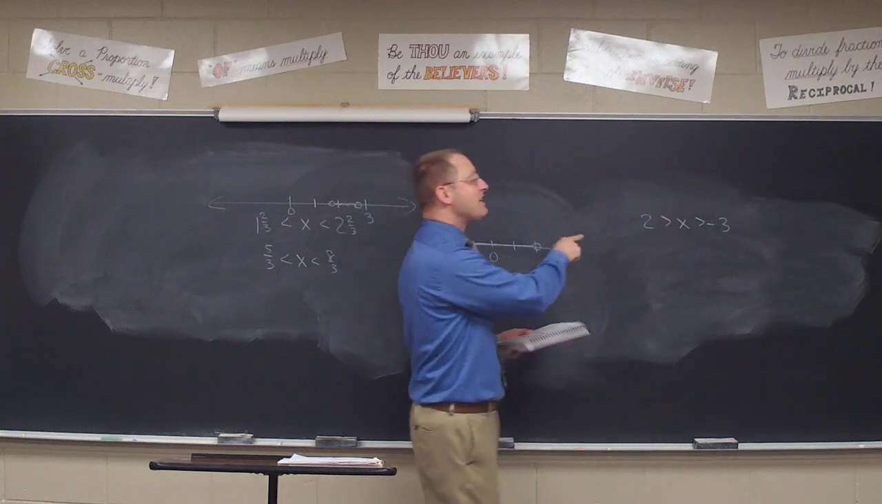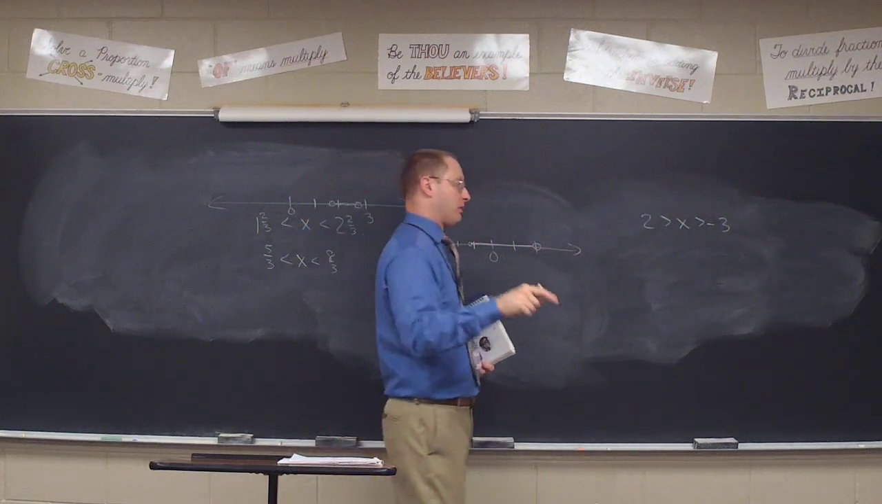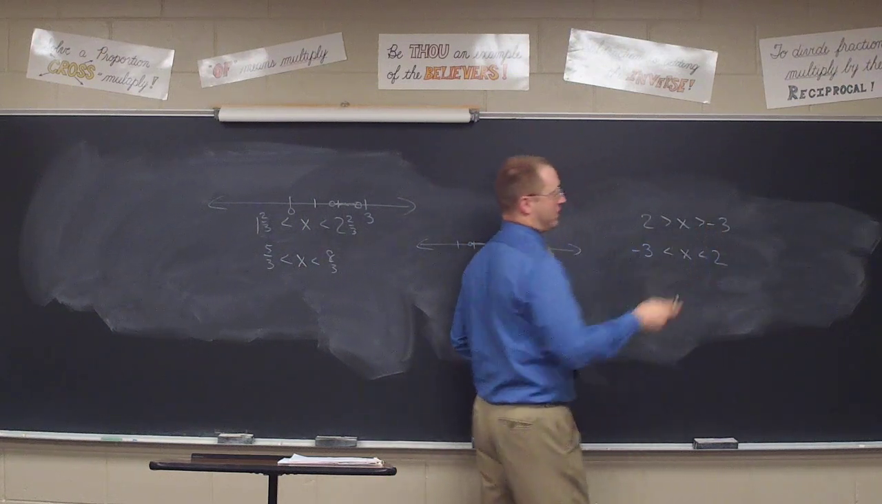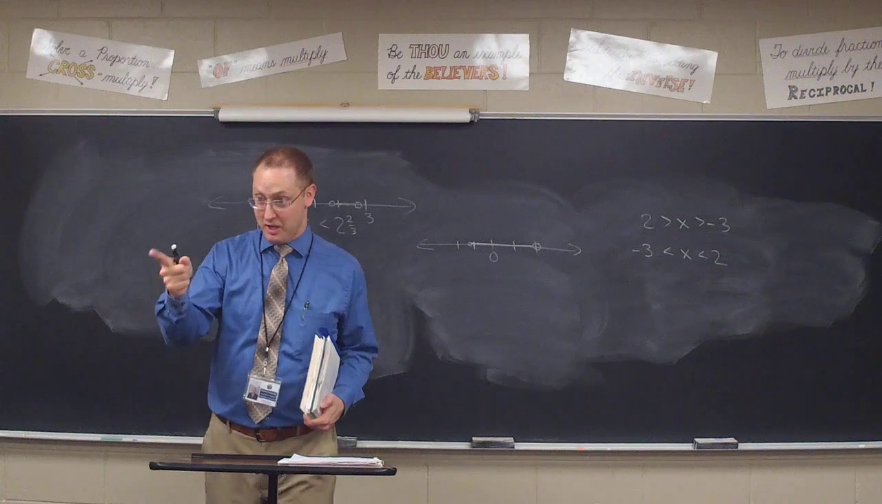But we can't leave it this way. We have to then flip the whole thing around and make it say -3 is less than x is less than 2. There we go. Good. Any question on that? Because you've got the next one.